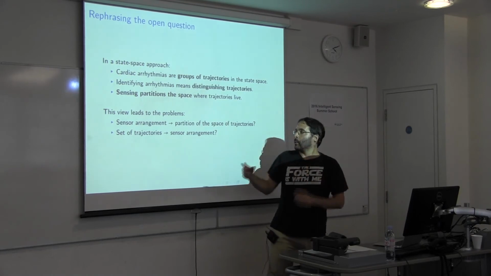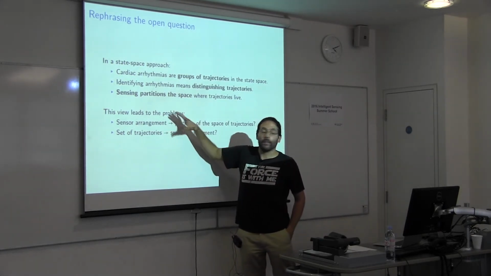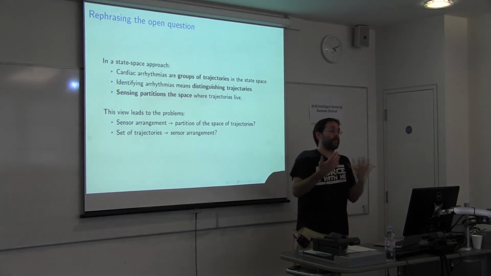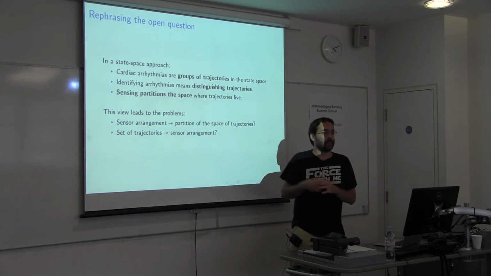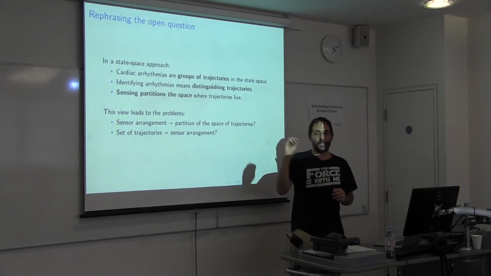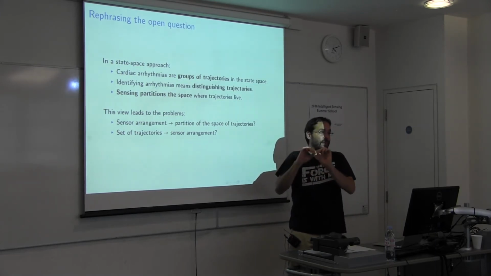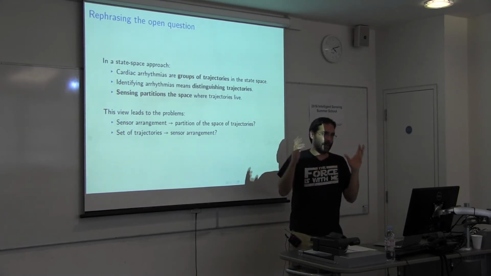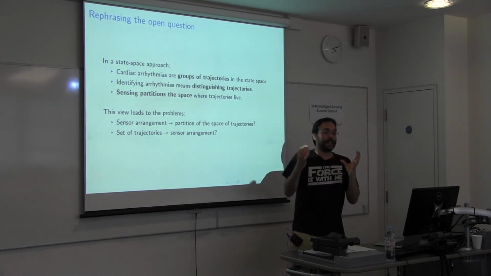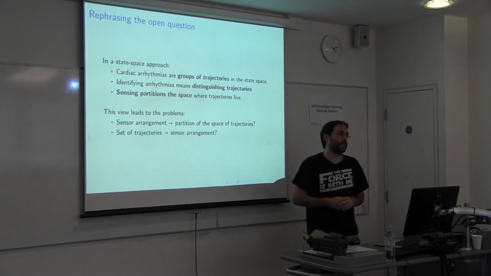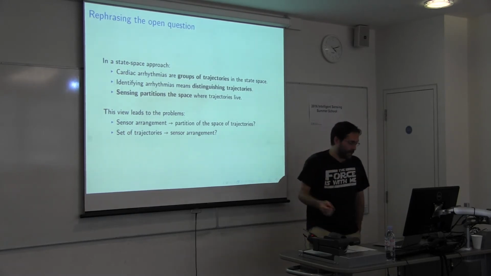Right? So we can see that, in my opinion, this very abstract approach, which maybe you can connect to some other information theoretic approaches, can help us to answer the question of how many sensing positions do I need? How should I distribute my sensors on the body surface? Because in my opinion, it gives us a very specific, a very clear definition of arrhythmia. Clear is a bit relative here, but anyway. And it can tell us what it means to be distinguishing trajectories or identifying trajectories within the state space.